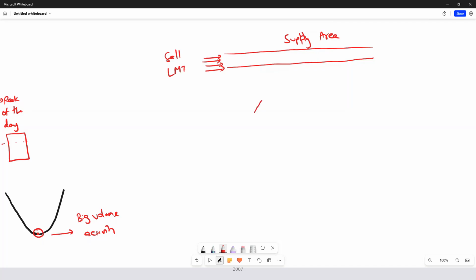Now usually what happens is when the price is hitting the liquidity zone, so let's call this a liquidity zone where more limit orders are floated around those levels. We call it a liquidity zone.